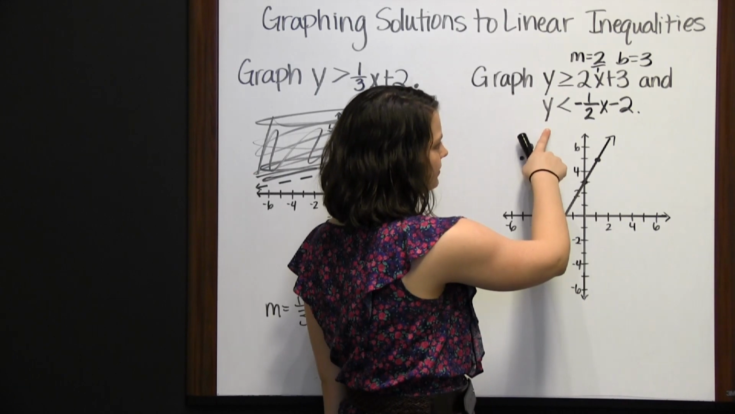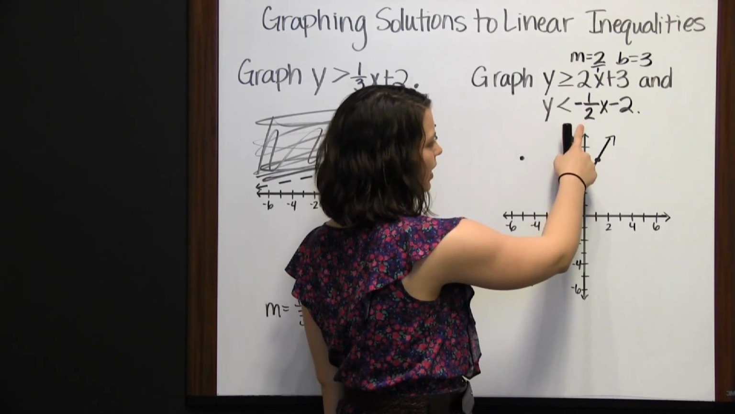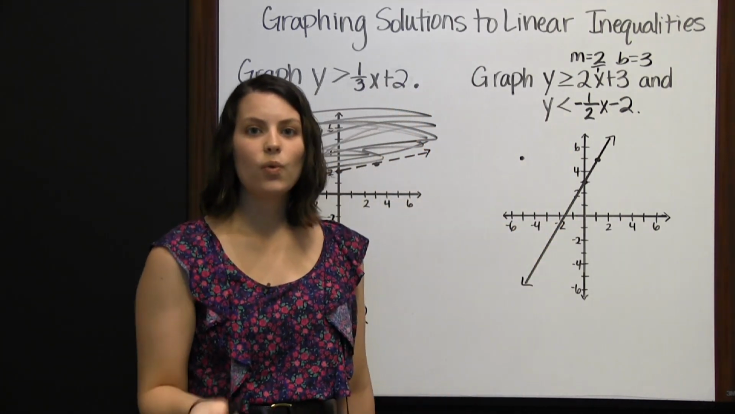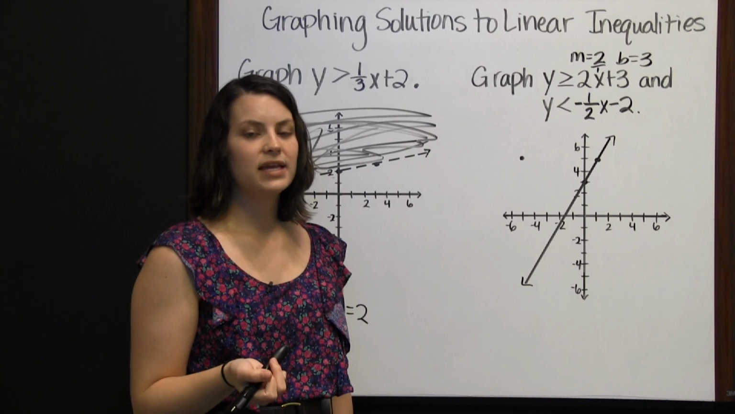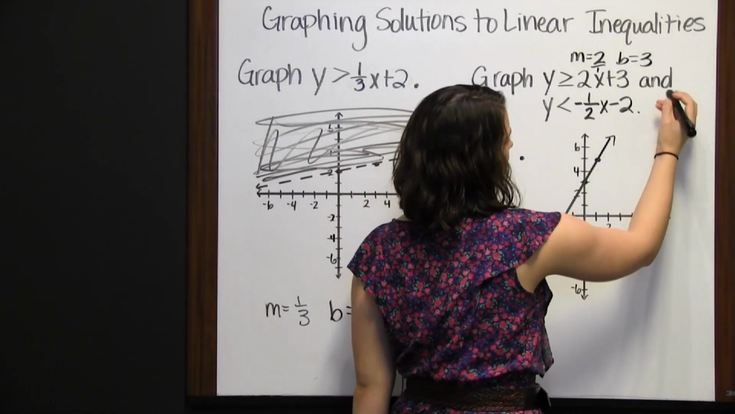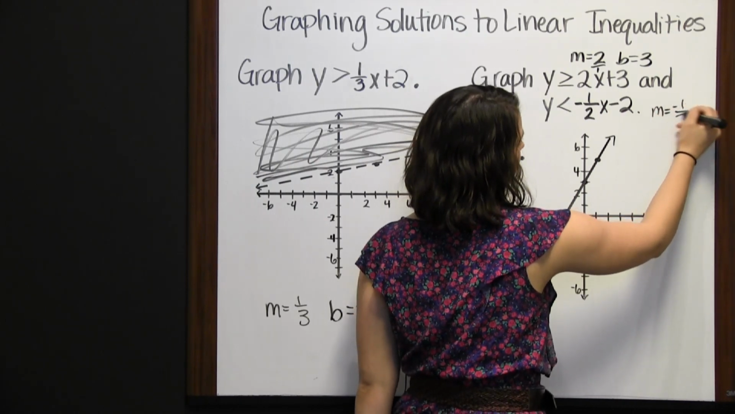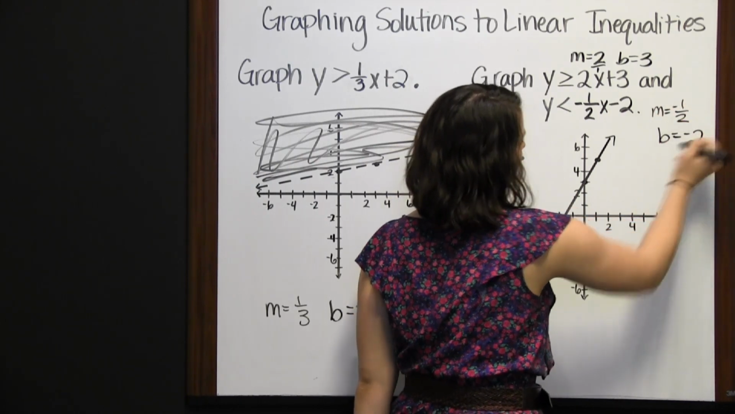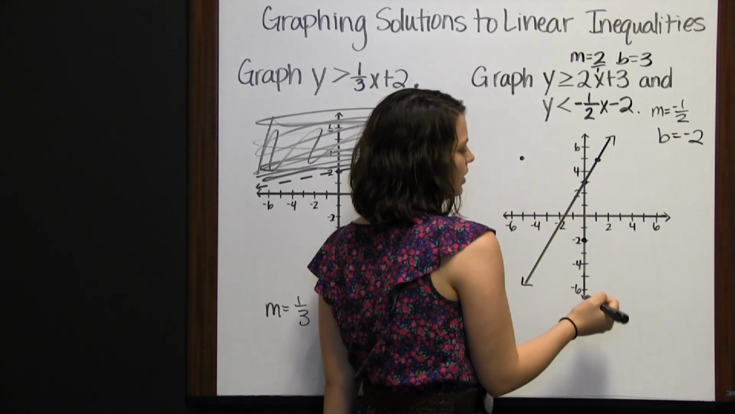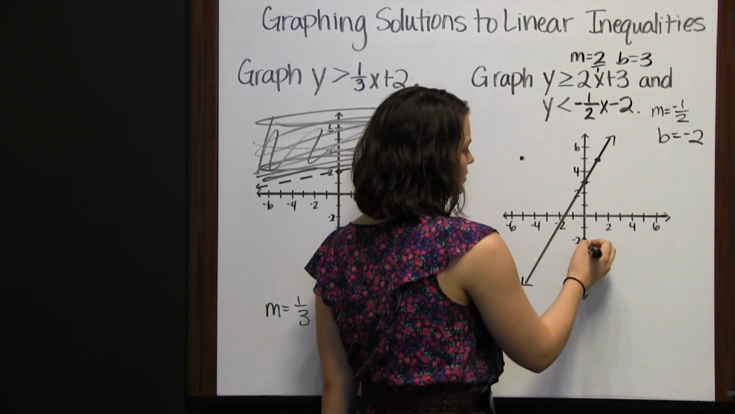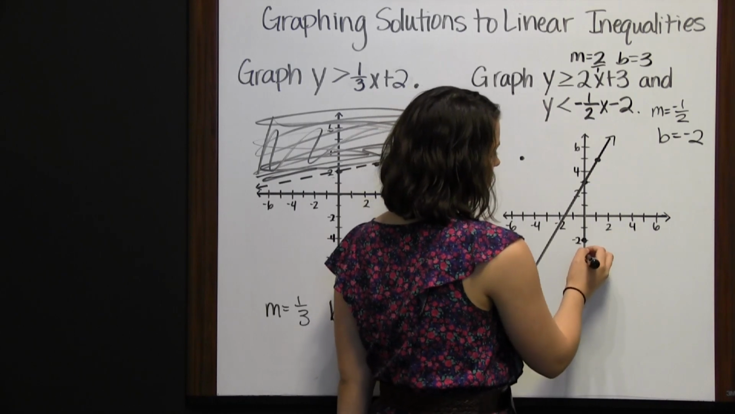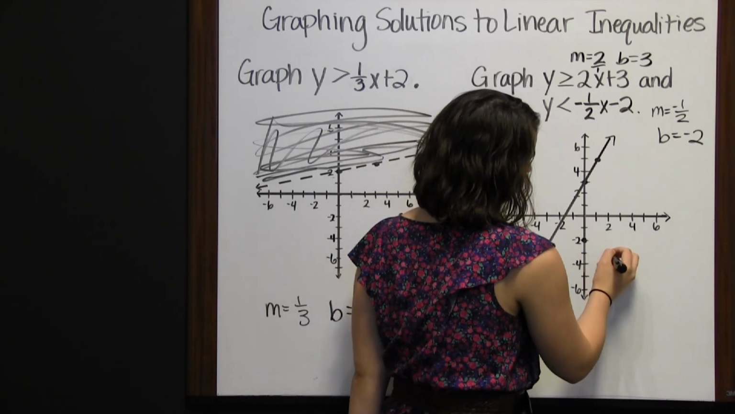So this next line is y is less than negative 1/2 x minus 2. Less than, since it's not less than or equal to, that means we're going to be using a dashed line again. And again, it's in slope-intercept form, so our slope is negative 1/2 and our y-intercept is negative 2. So start with the y-intercept, negative 2, and then use your slope to find your next point. We're going down 1 since it's a negative 1, and then over 2.